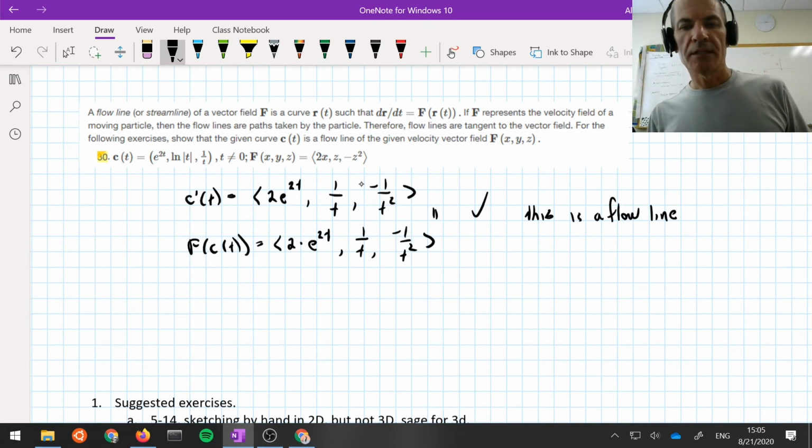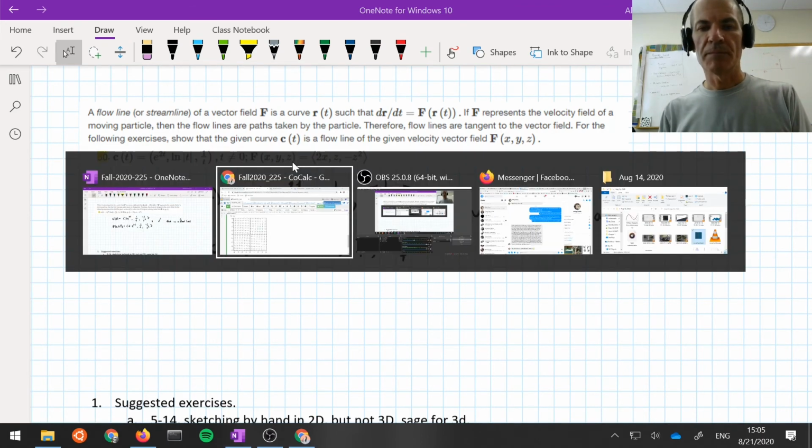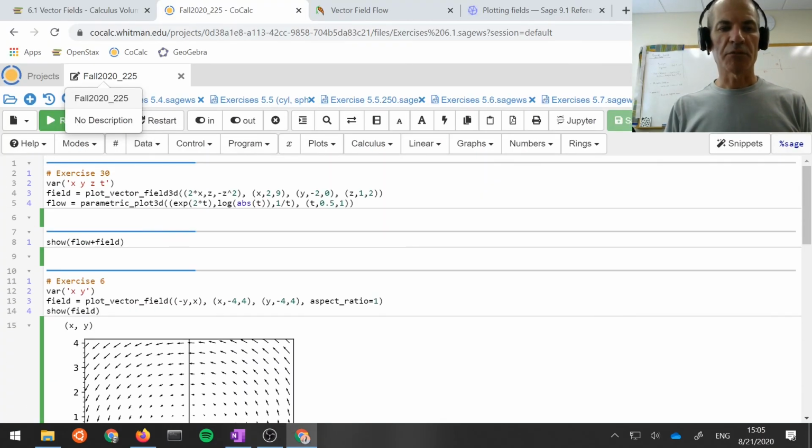I've also used Sage to build a little visualization of this flow line. I'm going to plot this curve and I'm going to plot this vector field, and you're going to see how the curve kind of flows with the vector field. So that's actually the first exercise that I have up here. All right, here's the vector field.